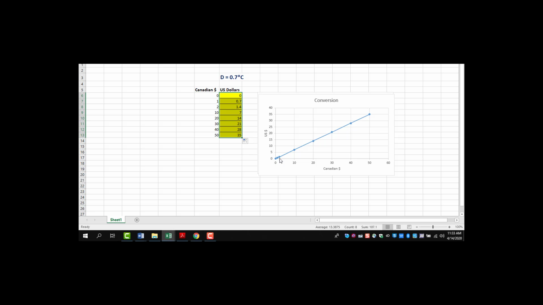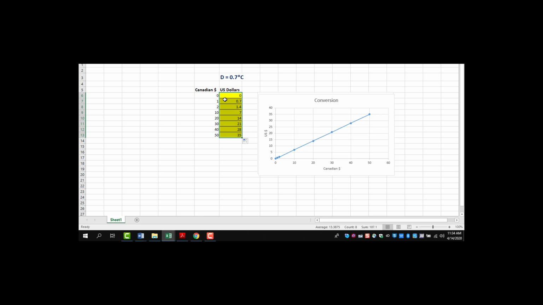Notice that graphically, the data points form a line. If you take x, y: 0, 0; 2, 1.4, about right here, it forms a linear relationship. It's a line when you graph it.